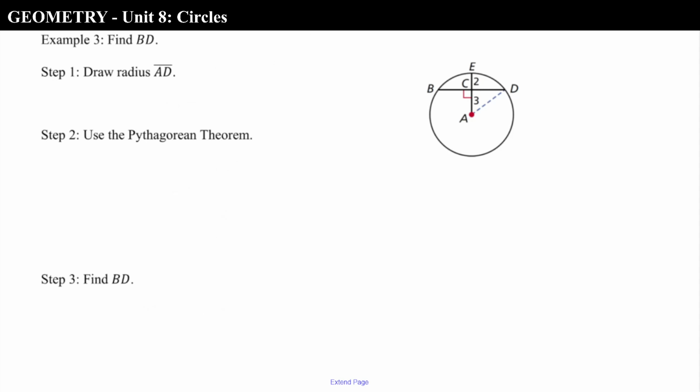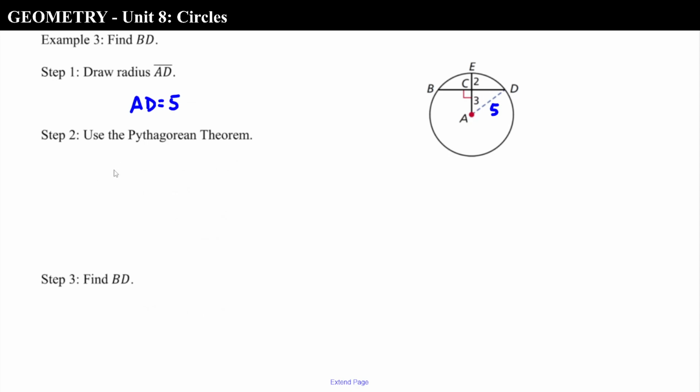So in example 3, we're going to find what BD is. What's the length of BD? First, we're going to draw the radius AD, okay? Because we have radius AE, but if we connect A to D, this is also going to be a radius. So we know the length of AD is going to be 5 because AE is 3 plus 2 with segment addition, so that gives us 5 here. Then we're going to use the Pythagorean theorem to find what CD is because this is a right triangle.